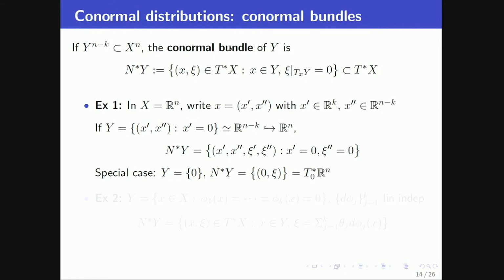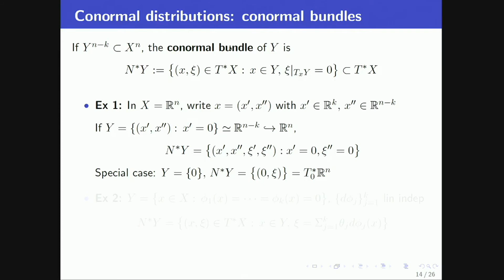Okay, so an example would be in Rn, if we write x as (x', x''), splitting the variables into the first k and then the last n minus k coordinates. If we take Y to be the copy of R^(n-k) which is obtained by setting x' equals 0, then its conormal bundle consists of those (x, ξ) of this form where x' equals 0, that's what you need for x to be in Y, and ξ'' equals 0, that's what you need for the covector restricted to the tangent space of Y to be equal to 0.